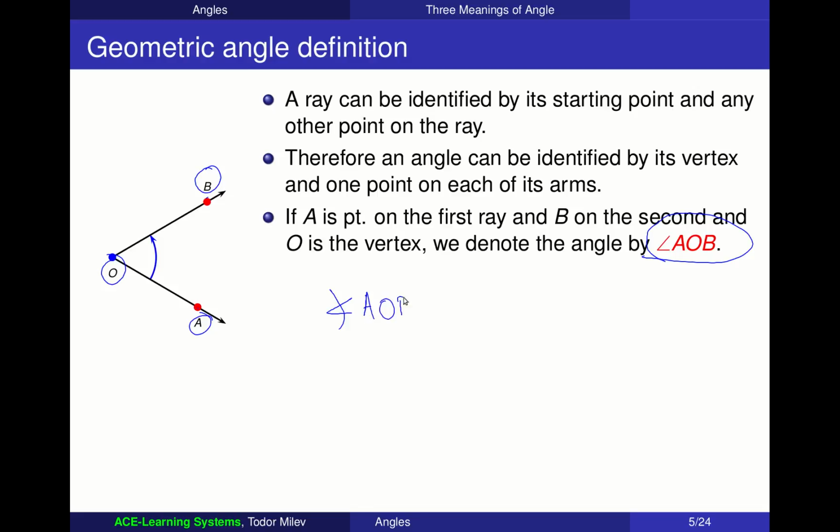So if you want to handwrite angle AOB, you may put this angle sign and then put an arc through it. So that's the convention. You write an angle sign with a small arc. When typing, in typed texts, we do not usually put the arc, but rather we omit it.